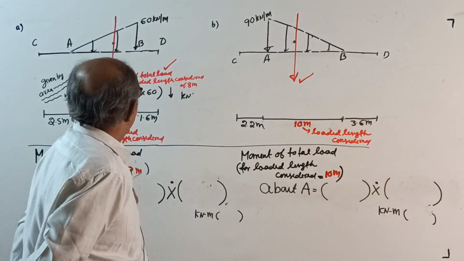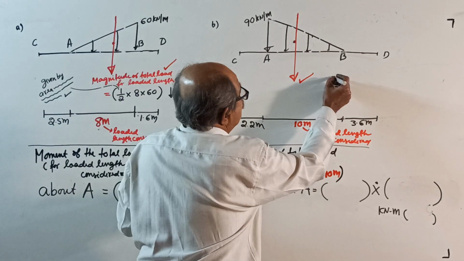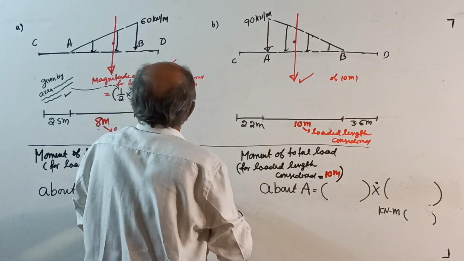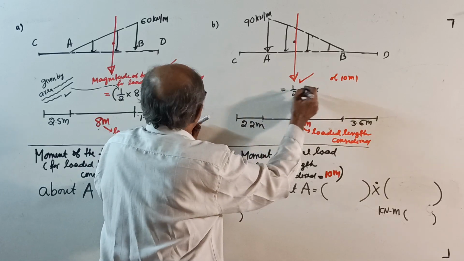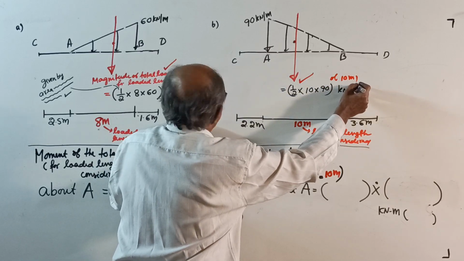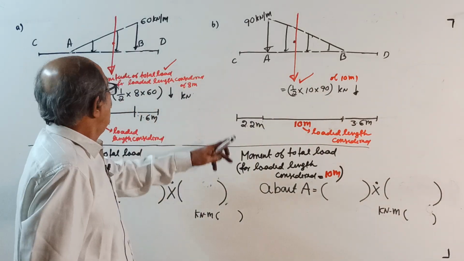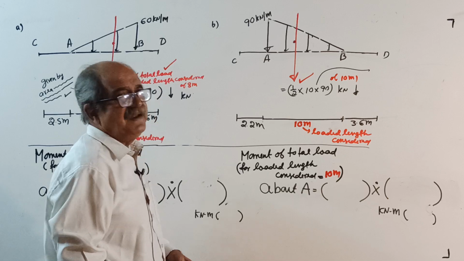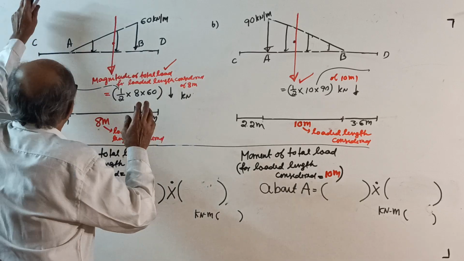Magnitude of total load for the loaded length considered of how much? Not 8 meter, of 10 meter. Equal to, right here, half into 10 into 90, whatever you get is in kilonewton, direction is down. Okay, this is over. Or right here if you want, given by area of the triangle, write that one. Now, magnitude over, direction over, line of action.